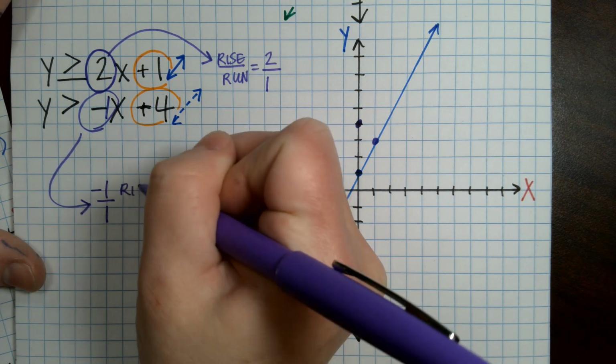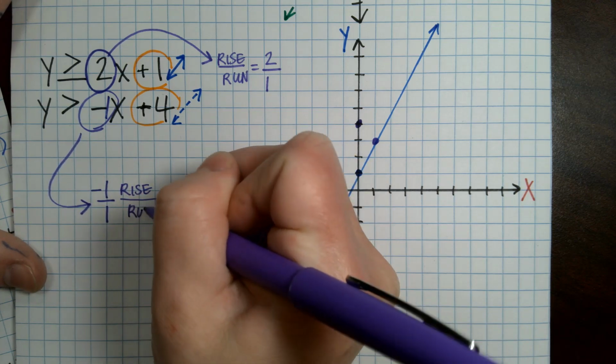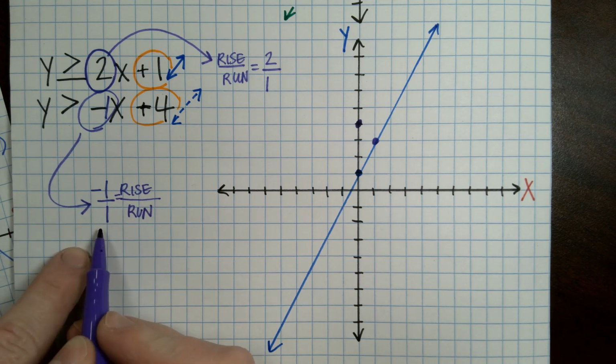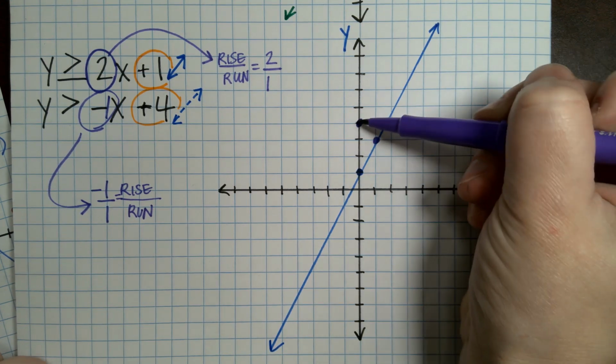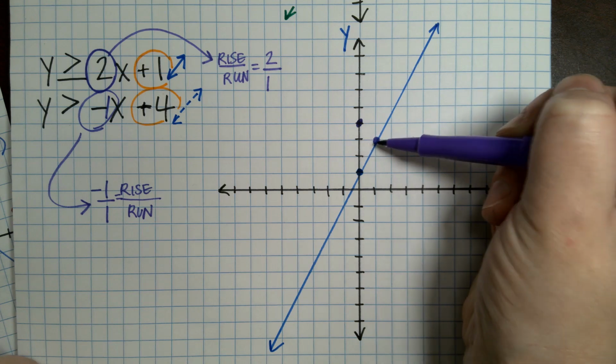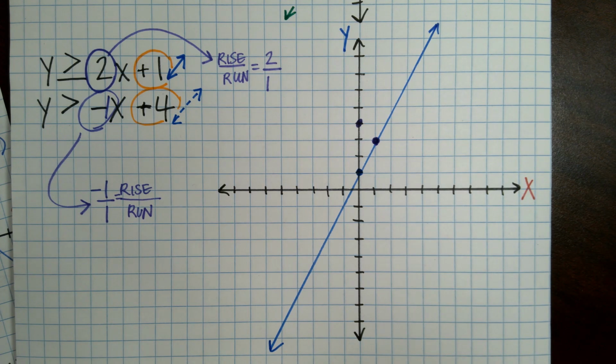So our rise is what? Yes, we've got rise negative 1, run positive 1. So I'm going to go down 1 from my first point and over 1. And looky there, we've got a nice intersection with that original line.